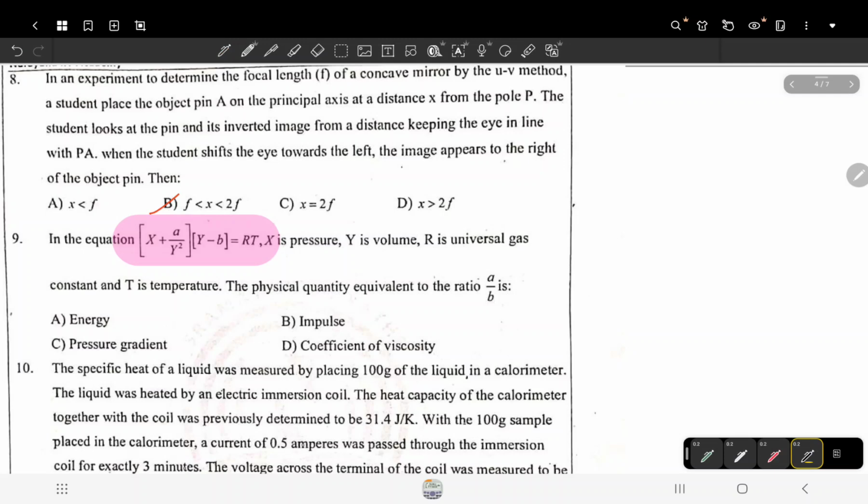We have the equation (x + a/y²)(y − b) = RT, right? And he's saying two more things, that is, x is the pressure, y is the volume and T is the temperature, and the remaining a and b are constants. Since x is the pressure, you know that already. This logic is according to the principle of homogeneity.